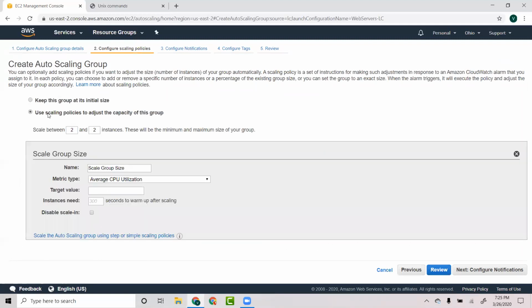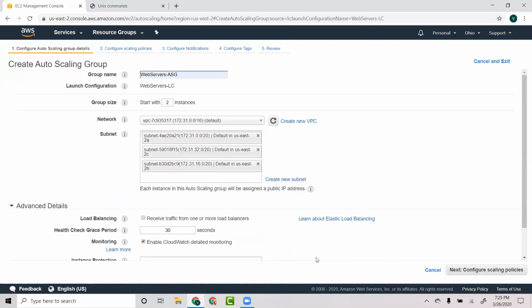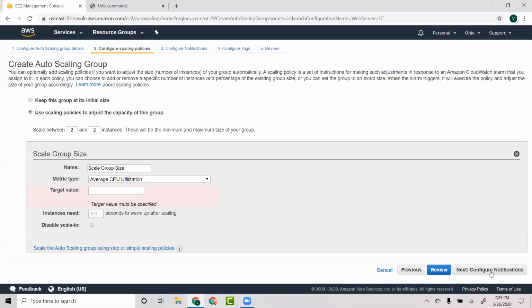The actual fun is creating your scaling policies. What did we say in the previous screen? We said, let's start with 2 instances. That is my desired capacity, but you can also say that from 2 all the way go up to 10 instances. This is the maximum.